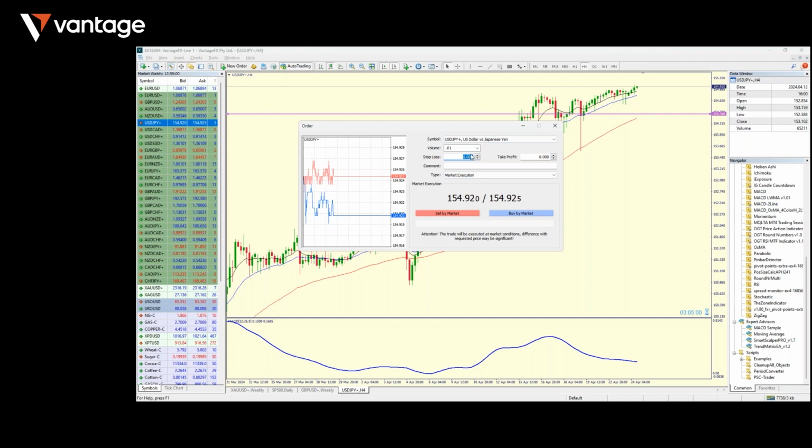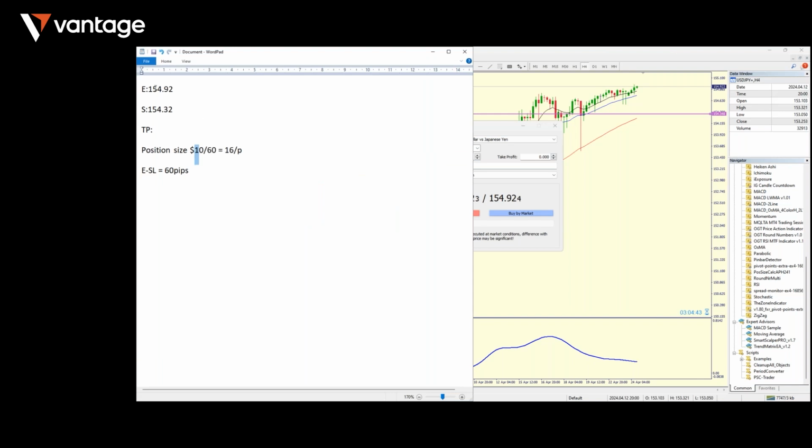So am I going to enter live? Yes, I'm going to enter live. So my stop loss is going to go in at 154.34. My take profit should ideally be 180 pips away. It should be 3 times that, which means that if we go back to this, it would be 180 plus 154.92.